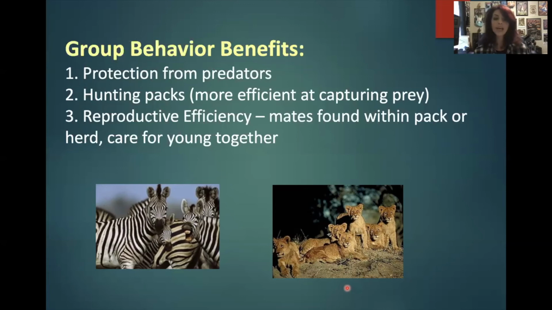And number three, reproductive efficiency. If you are surrounded by mates all the time, you're more likely to find a mate to reproduce with, and you can care for your young together. So group behavior allows for reproductive efficiency, not only in finding a mate to reproduce with, but also to care for that young together.